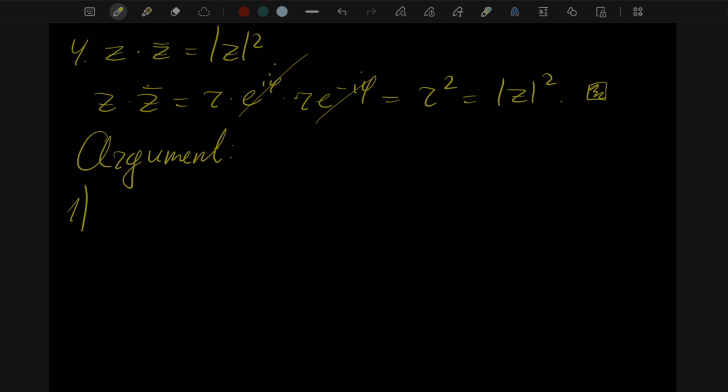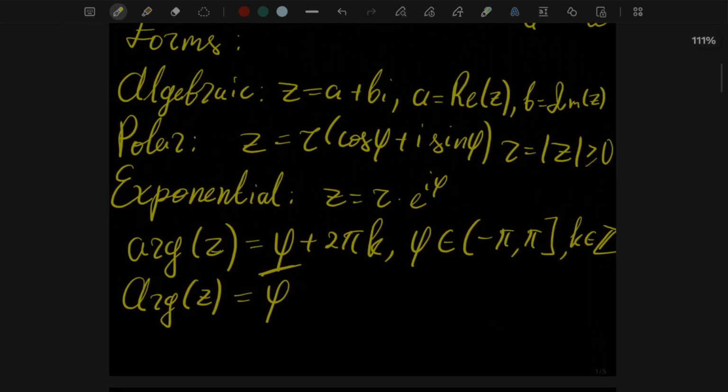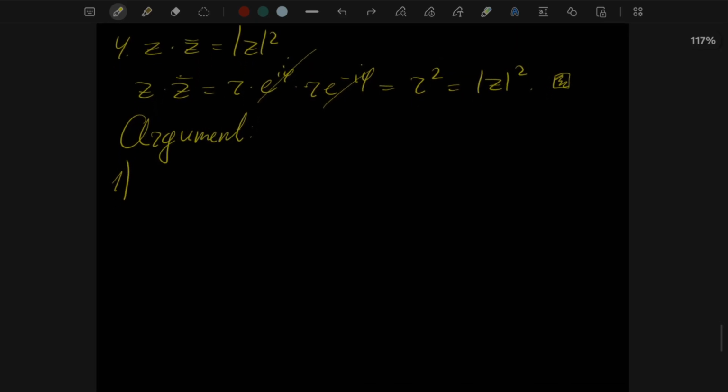Here we may have some problems, because as we defined the principal value of our argument, it is actually from negative pi to pi, and it may be quite difficult to express that in our properties, which is why I will talk about the general argument. And the first property is the argument of multiplication is the addition of arguments.